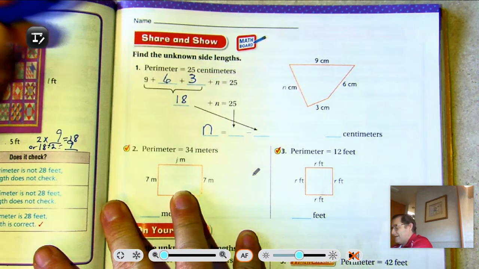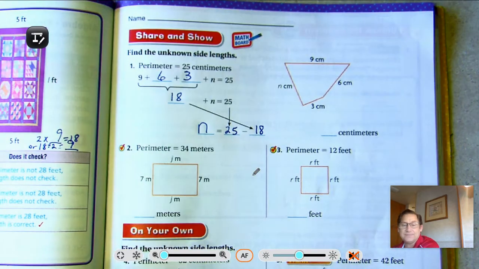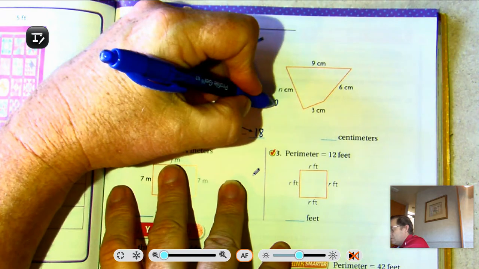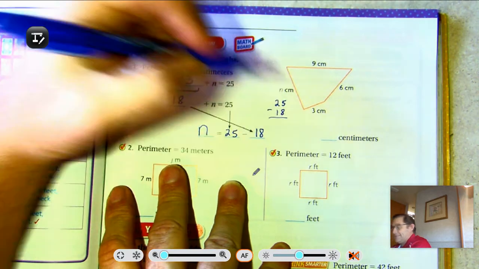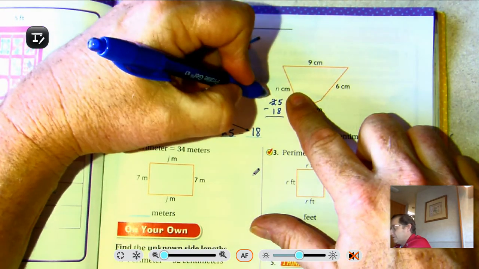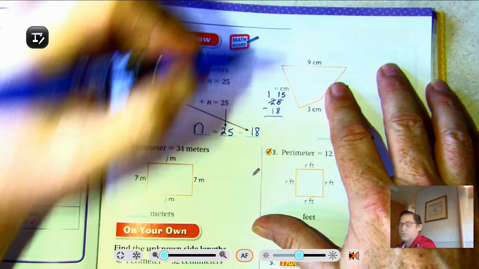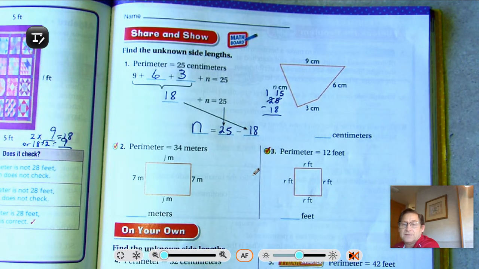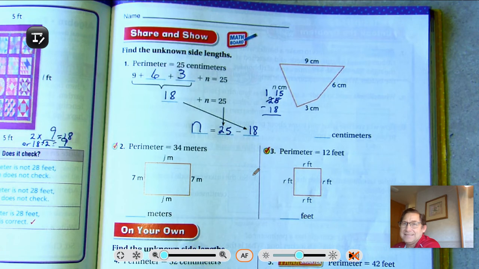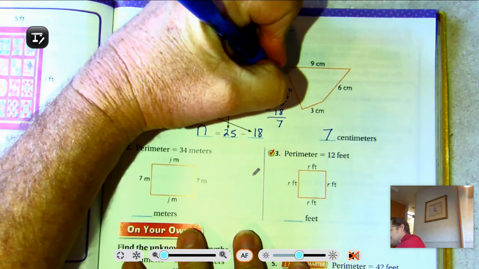So the missing side equals 25, take away the 18. So what does that equal? Well, it is 25 take away 18. Well, I can't take 8 ones from 5, so I'll regroup the 2 tens as 1 ten and 10 ones and give those to the 5 ones. So now 15 take away 8. Well, 8 plus 2 is 10, and 10 plus 5 is 15. That's 7. So it's a difference of 7 centimeters.